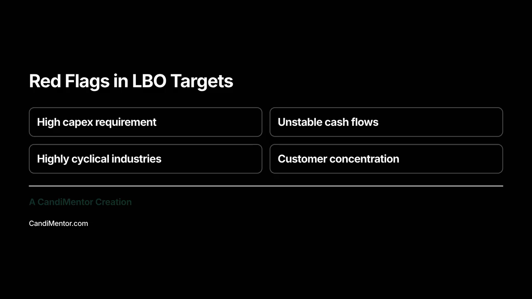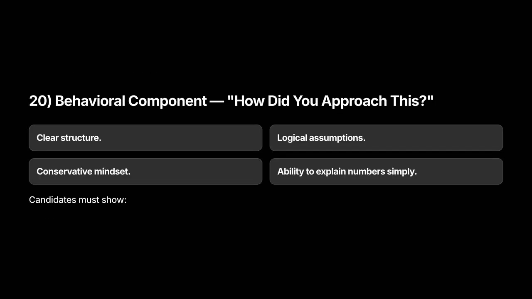End. Behavioral component. How did you approach this? A strong answer is simple. You explain your structure, your assumptions, and your logic. You stay conservative and transparent, and you avoid over-engineering the model.